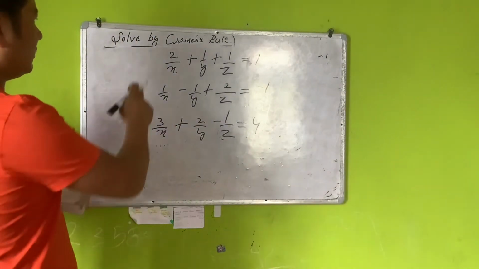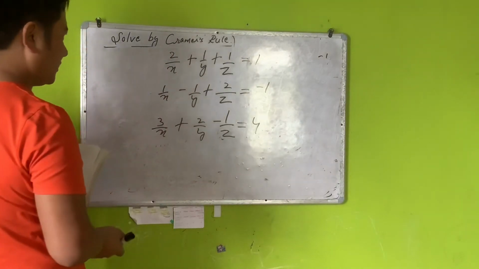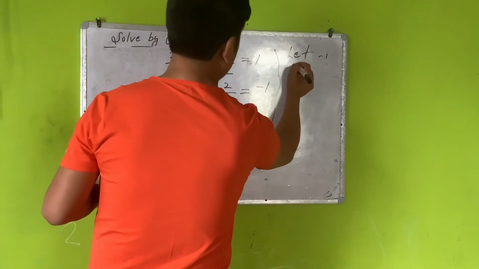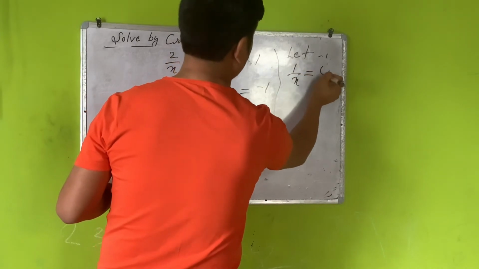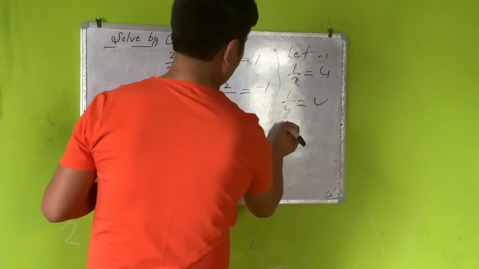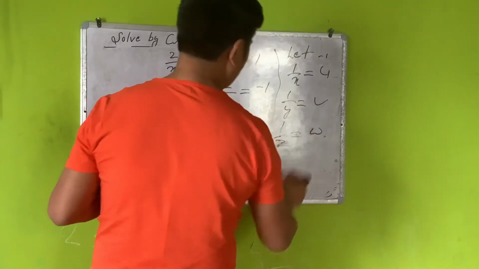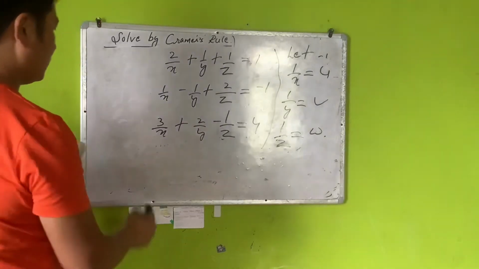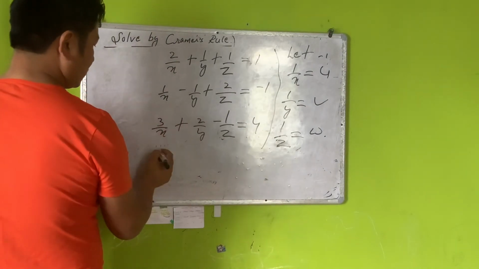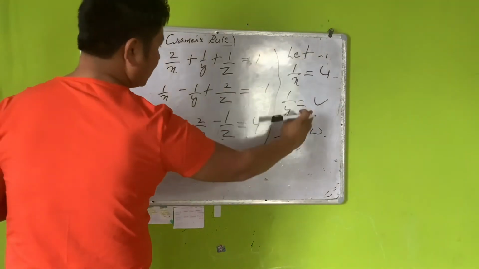You have to solve this question using Cramer's rule. Here you can see x, y, z are in the denominator, so you have to convert this. How are you going to solve? You have to assume, let 1 by x is equal to u, 1 by y is equal to v, and 1 by z is equal to w. In this way you can assume. Then instead of writing 1 by x, you can write u. This is the solution. You have to write this in your answer also.